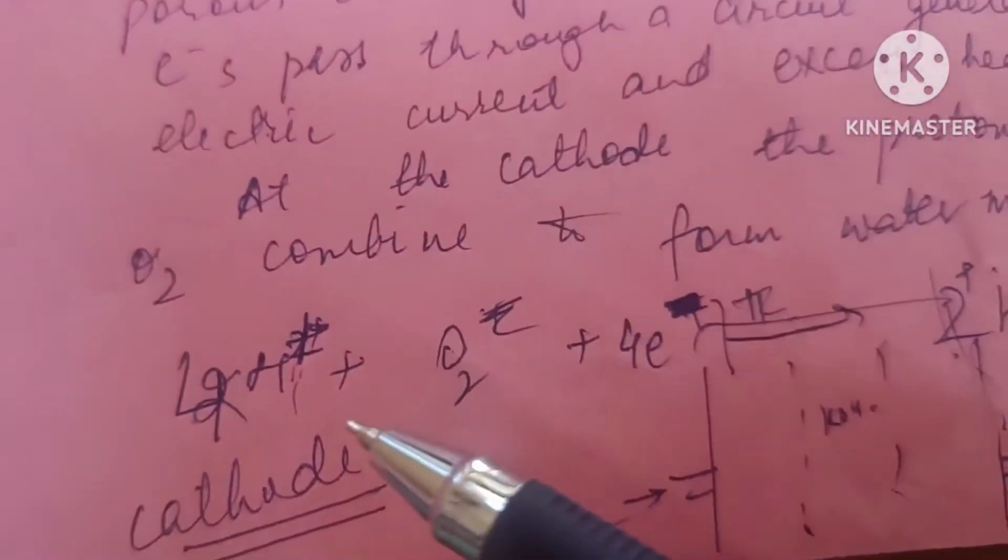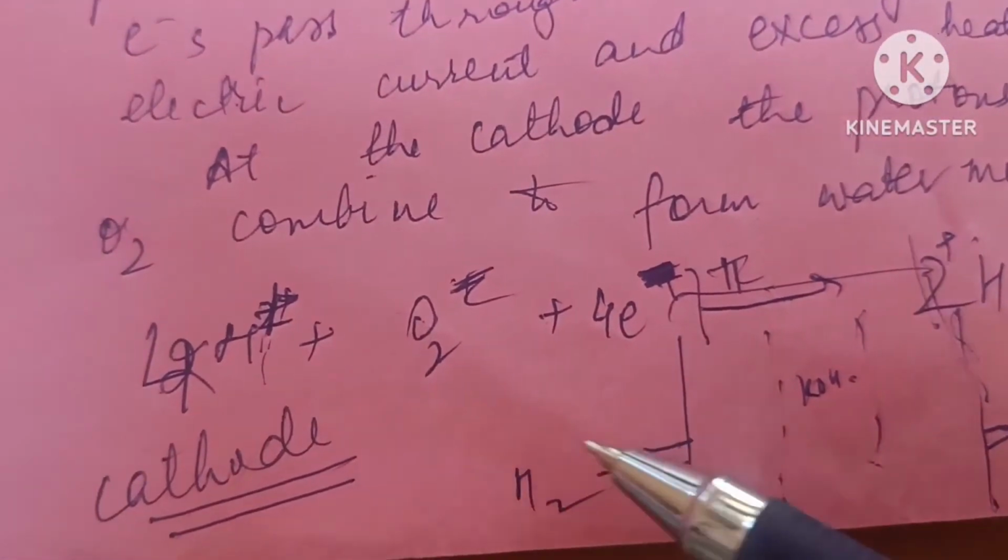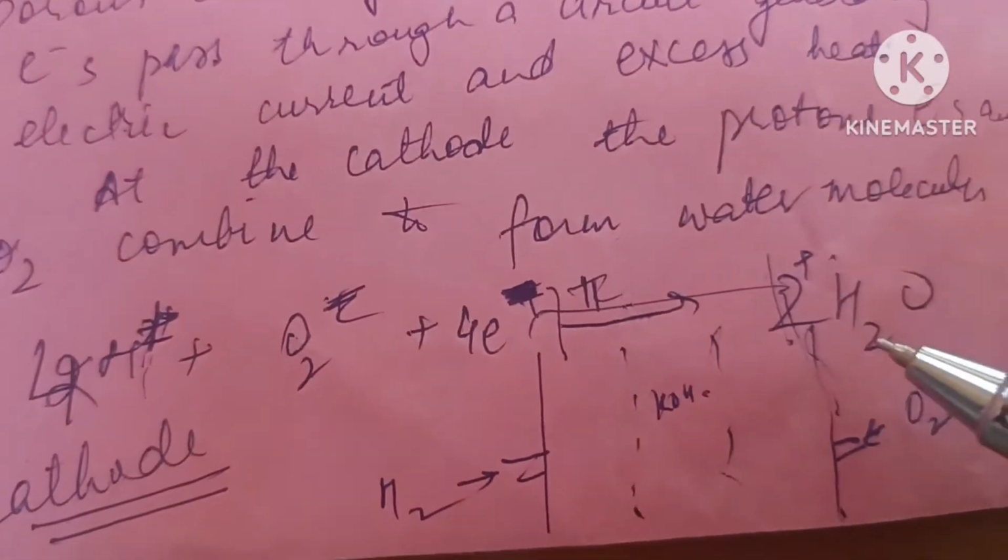So at cathode, oxygen reacts with hydrogen ions and 4 electrons to form water.